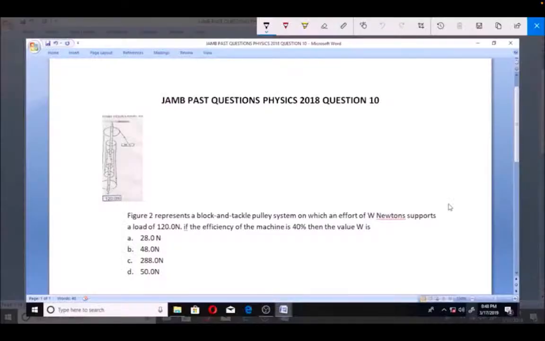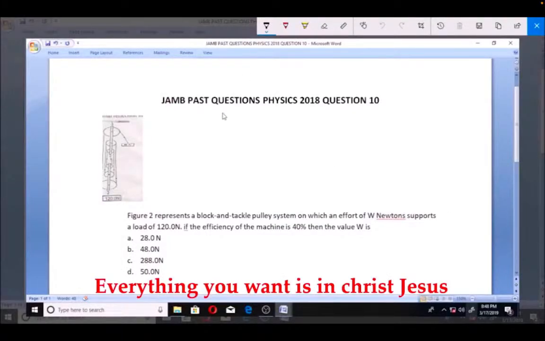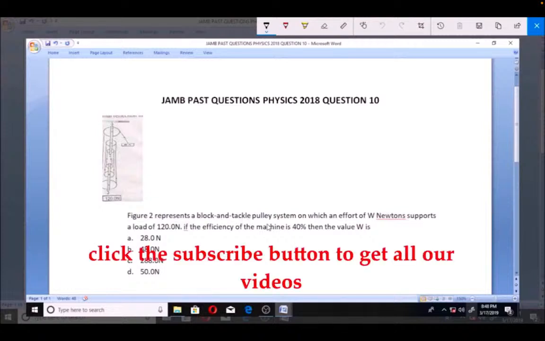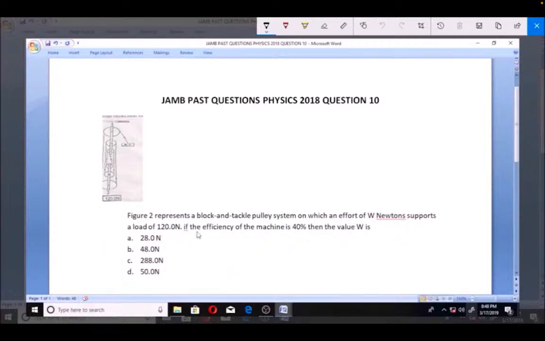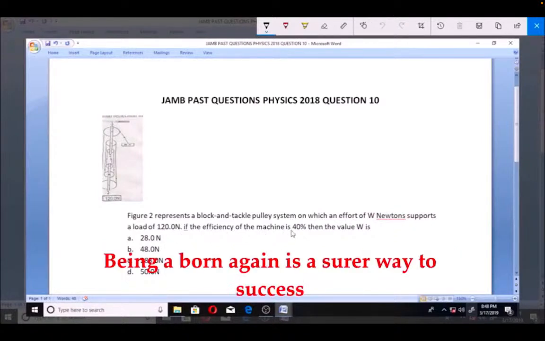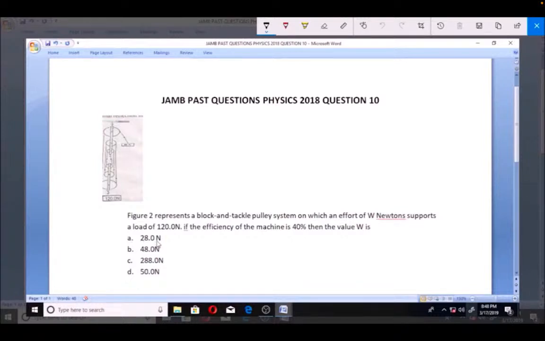Hello, welcome. Let's look at question number 10 for JAMB Past Questions Physics 2018. Figure 2, this very figure here, represents a block and tackle pulley system on which an effort of W newtons supports a load of 120 newtons. If the efficiency of the machine is 40%, then the value of W is: A, 28 newtons; B, 48 newtons; C, 288 newtons; D, 50 newtons.